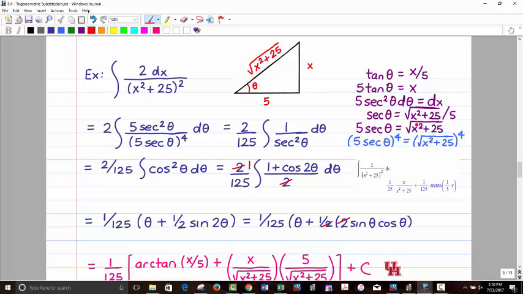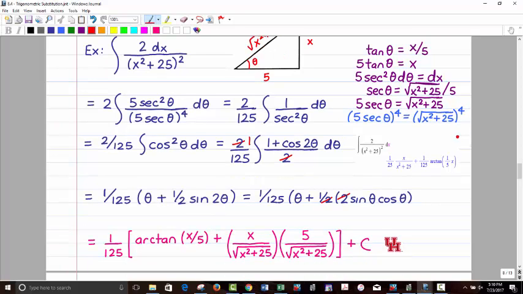And then we raise it to the fourth power. To get from square root to square, we raise it to the fourth. We've already seen that before. So I have 5 sec theta to the fourth. So basically I have 1 5 on top, 4 5s on bottom, which leaves that as 125. And then sec squared on top, sec fourth on bottom. That leaves sec squared on bottom, which brings it up as cosine squared.